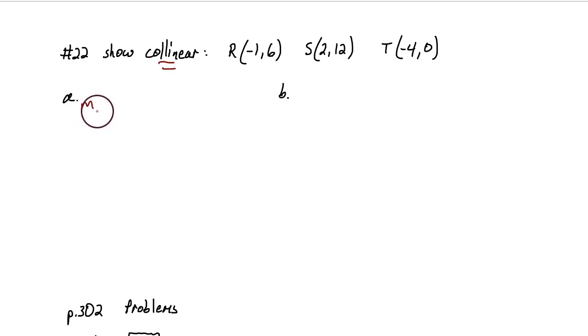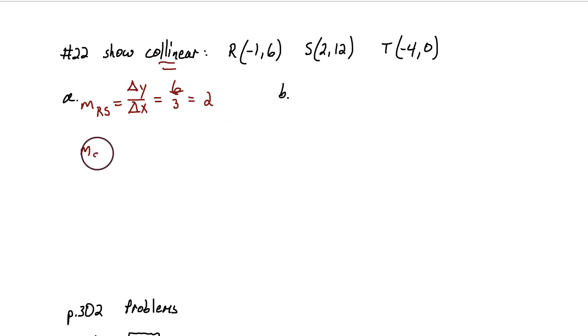So let's first find the slope from R to S by using the slope formula, comparing the y's, comparing the x's. Remember, you compare the y's on the top and you compare the x's on the bottom. What is the change in y? From a 6 to a 12, it increases 6 units. What's the change in x? From a -1 to a +2, it has increased 3 units. 6 over 3 is 2.